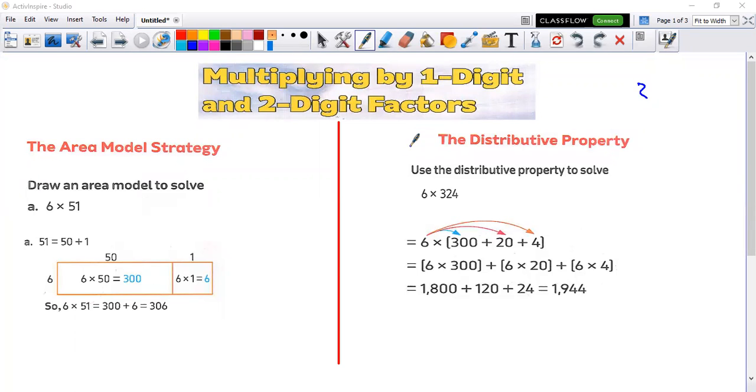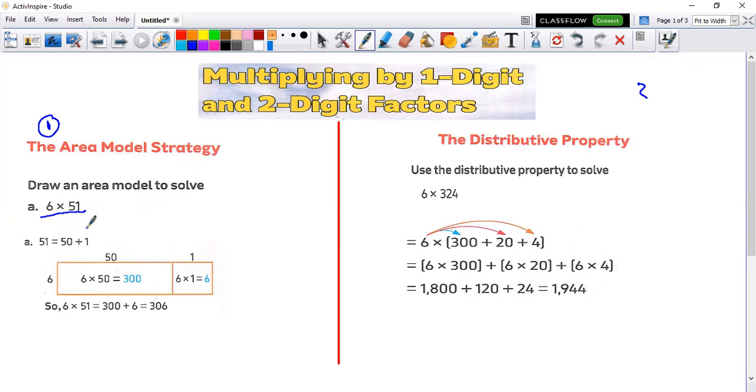Hello, grade 4. Today we will study multiplying by one-digit and two-digit factors. We have four strategies that are very important to solve multiplication problems. The first one is called the area model strategy. For example, 6 times 51. He asked me to draw an area model to solve 6 times 51.